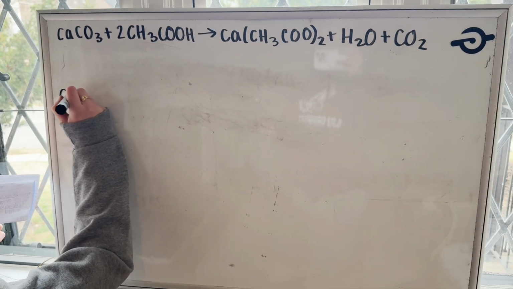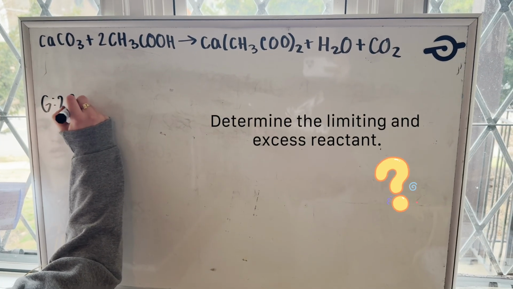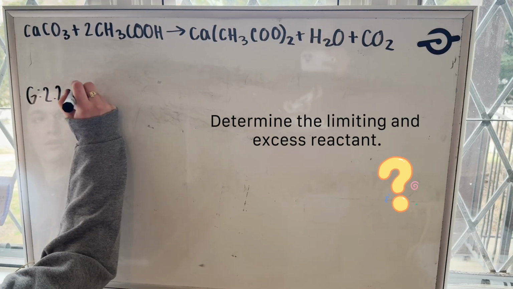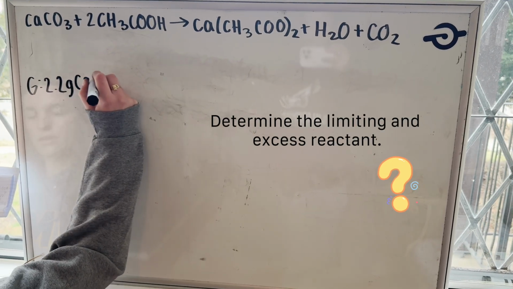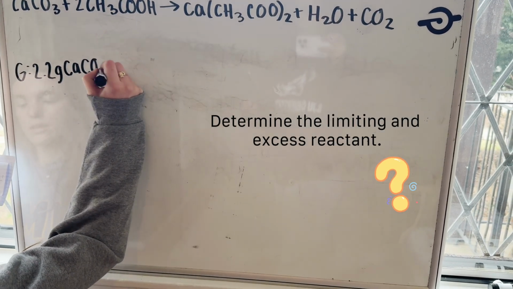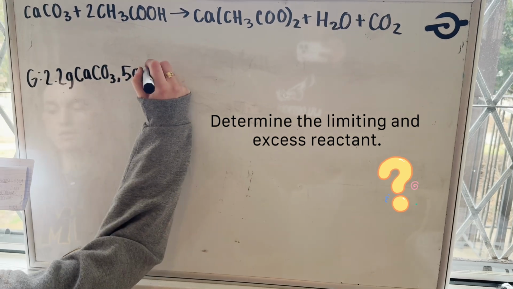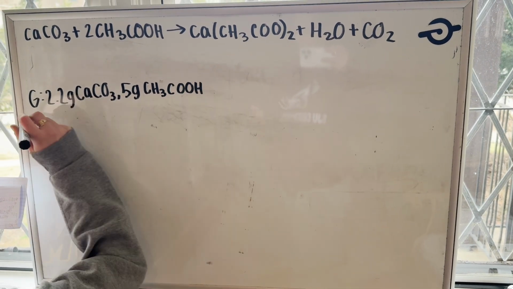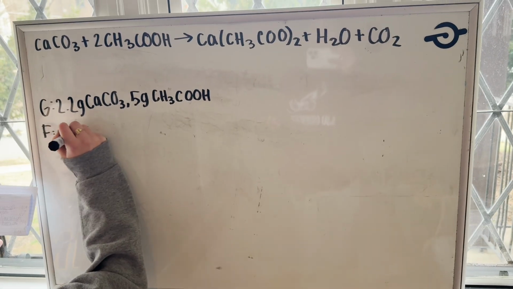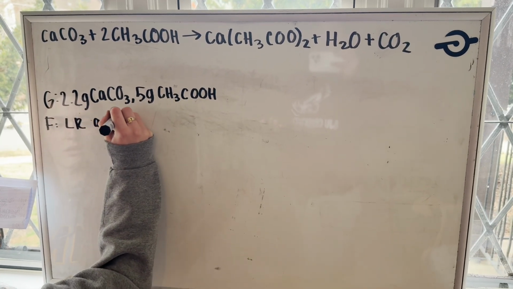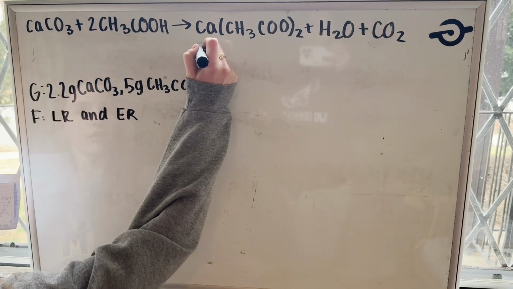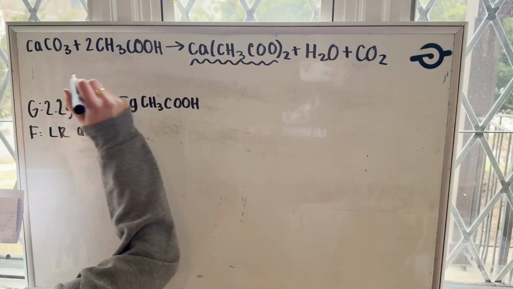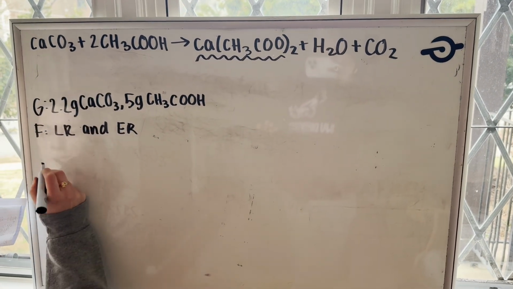All right, now we're going to try to determine both the limiting and the excess reactants for this problem. Our given is going to be 2.2 grams of calcium carbonate and 5 grams of vinegar. So to solve this problem, we're going to choose the product of calcium acetate to determine which reactant is limiting and which one is excess.